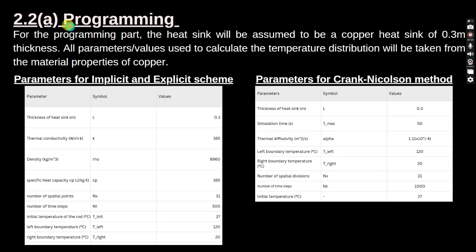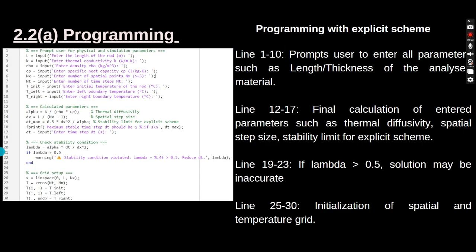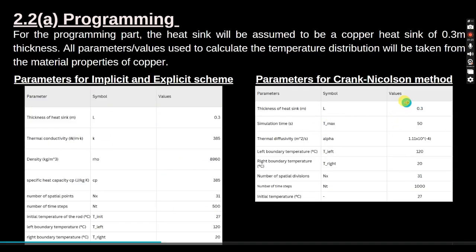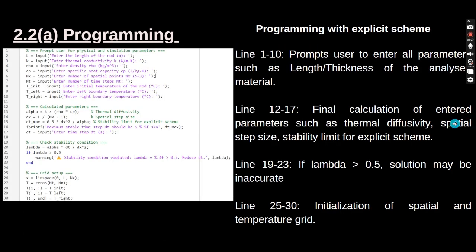So I'll proceed to the programming part, the coding part. For this situation, we'll assume the heatsink to be a copper heatsink of 0.3 meter thickness. All the parameters and the values for the implicit, explicit, and also Crank-Nicolson method are listed here and here. All these values are from copper's material properties.